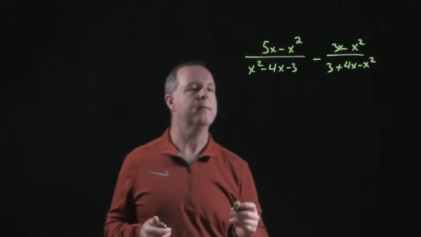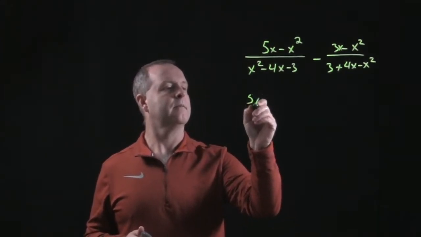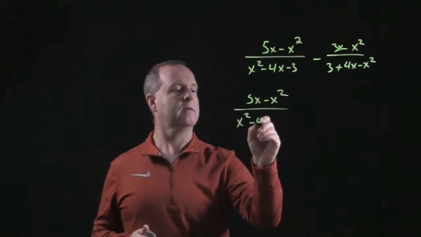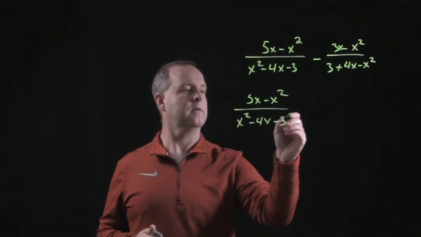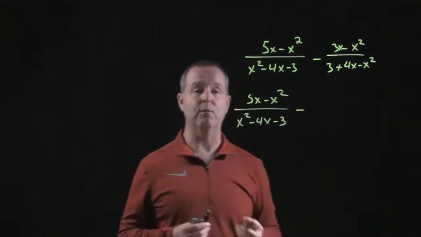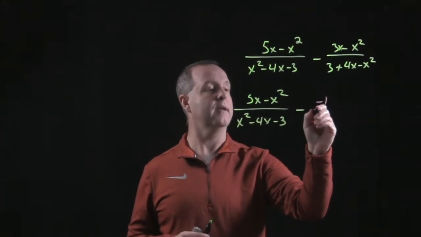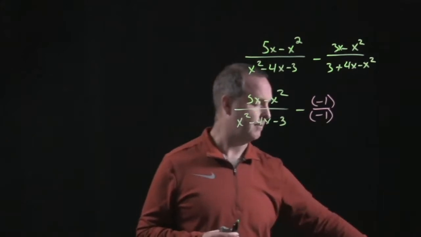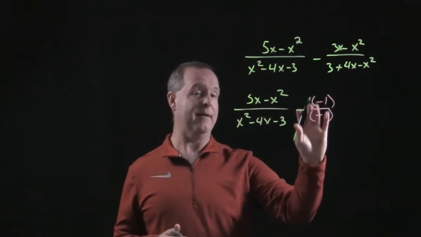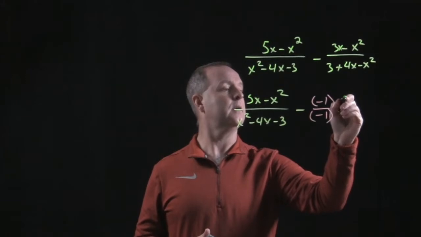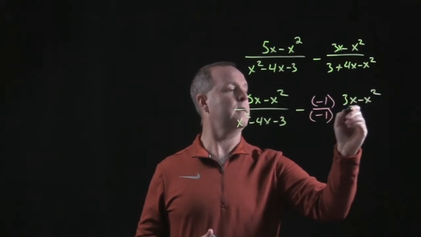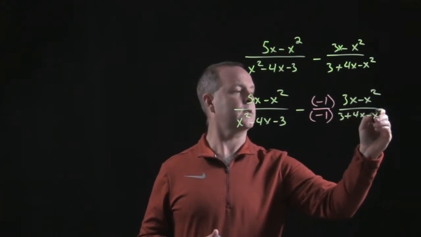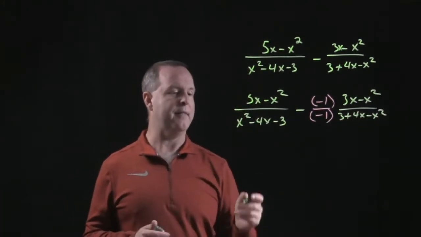So what I'm going to do is find my clever version of 1. In this case, it's a negative 1 over a negative 1. Remember, that's just a 1. I'm not changing the problem. Then I'll multiply that clever version of 1 to 3x minus x squared all over 3 plus 4x minus x squared. Let's multiply that through.